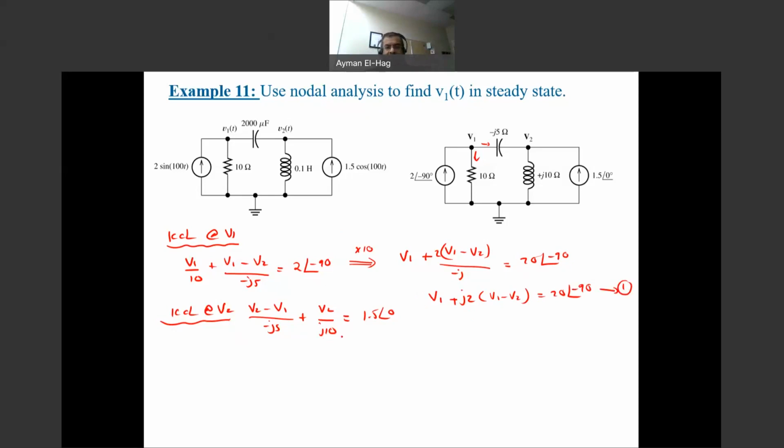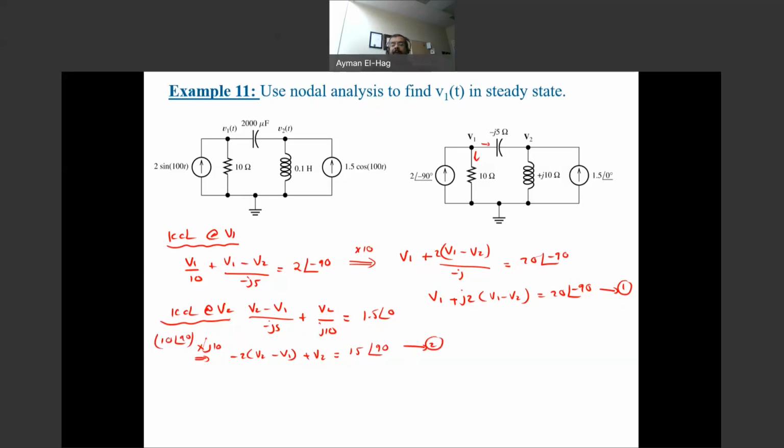Let's see this one here. In this equation, I will multiply this by J10. So J10 divided by minus J5, we have minus 2, V2 minus V1 plus V2 equal to, now J10, what is J10? J10 is 10 angle of 90. When I multiply this with this, I will get here 15 angle of 90. So this now becomes my second equation, number 2.